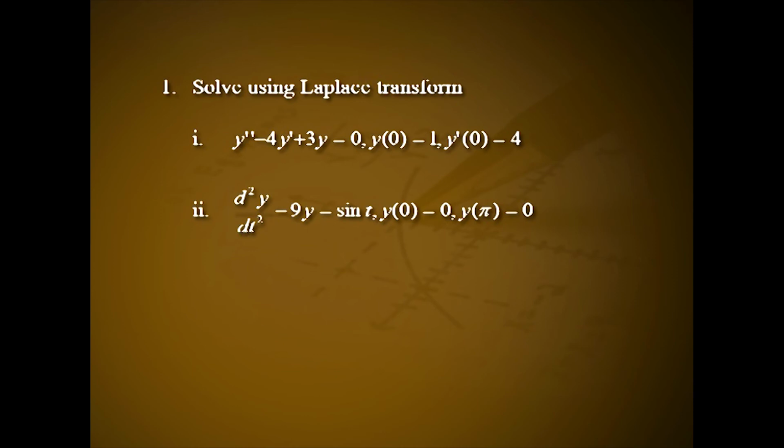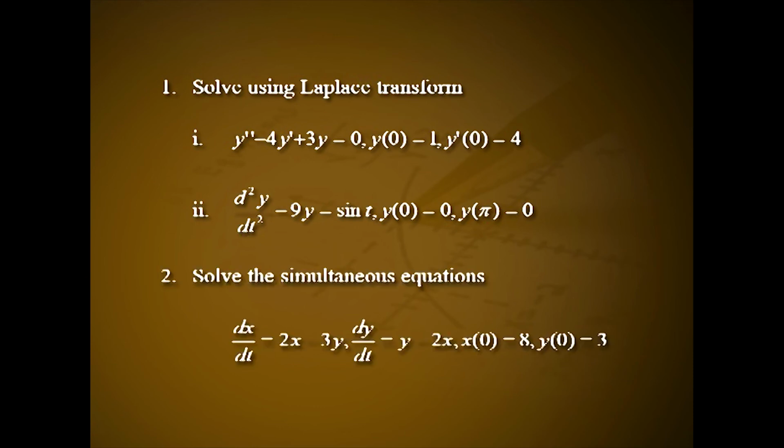First one, solve using Laplace transform. 1. Y double dash minus 4y dash plus 3y is equal to 0, where y of 0 is equal to 1 and y dash of 0 is equal to 4. 2. D square y by dt square minus 9y is equal to sin t, where y of 0 is equal to 0 and y of pi is equal to 0. Second one, solve the simultaneous equations dx by dt is equal to 2x minus 3y, dy by dt is equal to y minus 2x, where x of 0 is equal to 8 and y of 0 is equal to 3.